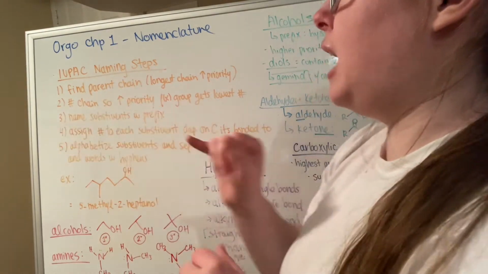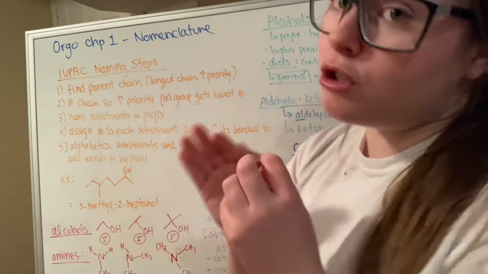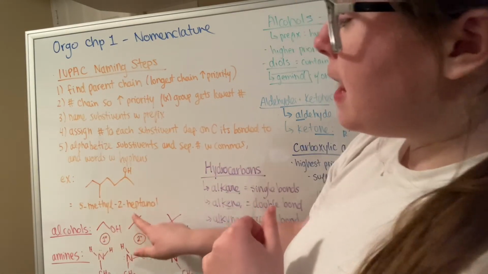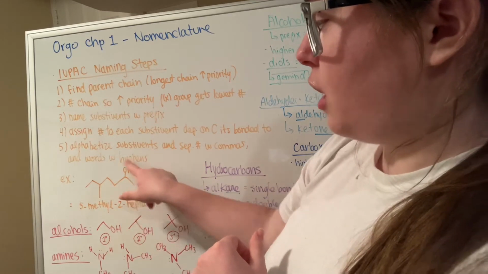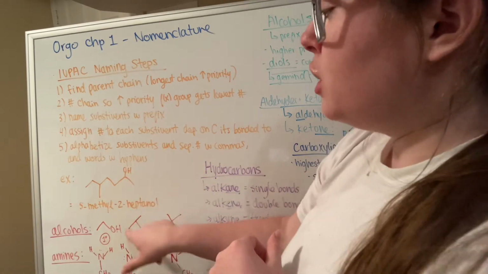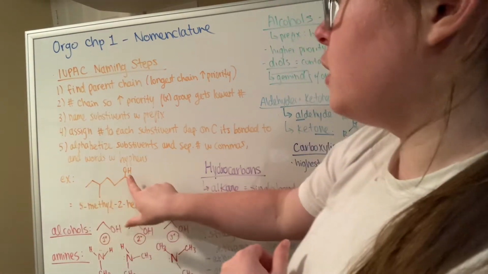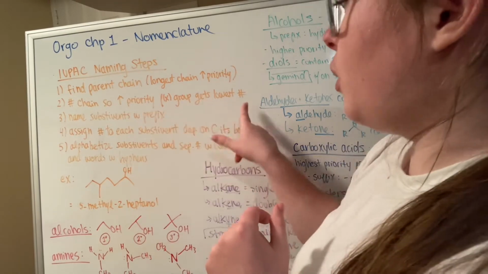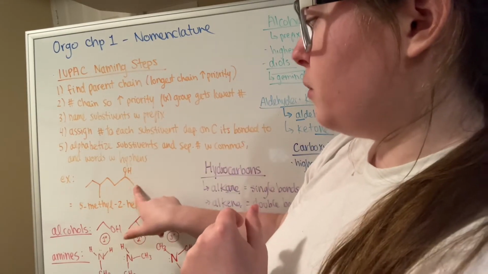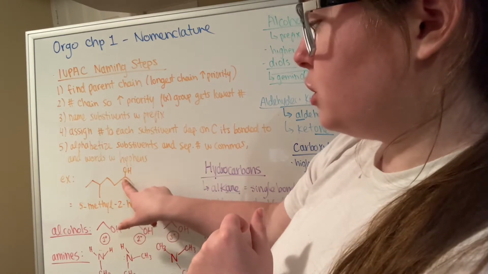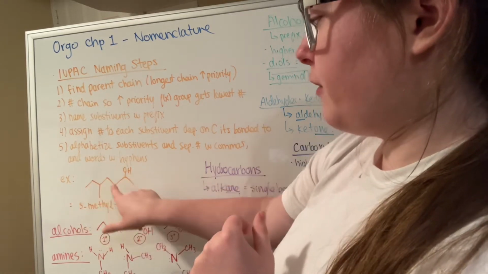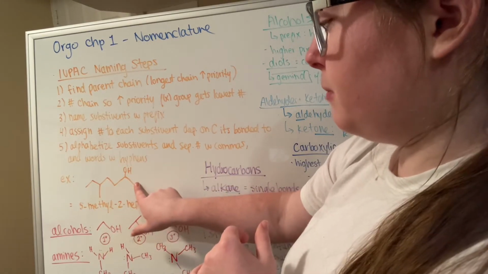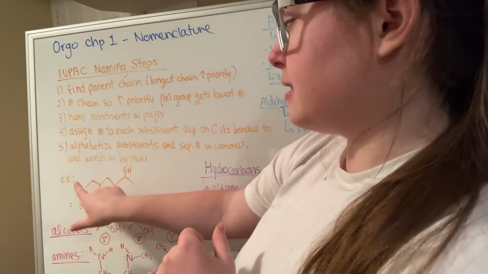Then you number the chain so that the highest priority functional group gets the lowest number. So if we were going to label this down here, the highest priority functional group on here is this hydroxyl group, right? So we can either start counting from here or start counting from here. But to number the chain, we want the highest priority functional group to get the lowest number. So we would start counting from here so that this group gets 1, 2, instead of it being 1, 2, 3, 4, 5, 6. That would be incorrect. You want the highest priority functional group to have the lowest number. So we would number it 1, 2, 3, 4, 5, 6, 7.